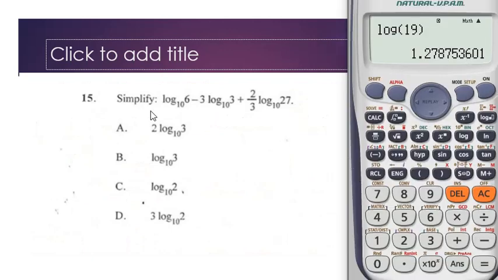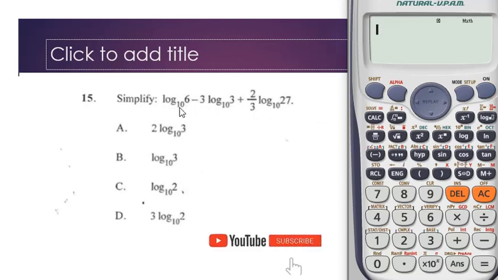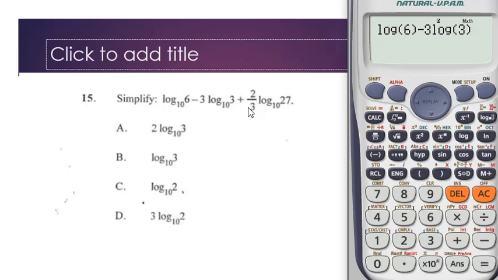We have this question, so let's see how we solve it. We have log base 10 of 6, and note that whenever I click on this, it means we are in base 10. Then minus log base 10 of 3, and then plus 2 on 3. Click on this arrow, and then you have log base 10 of 27.